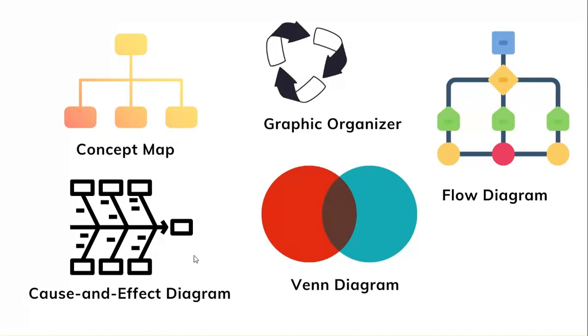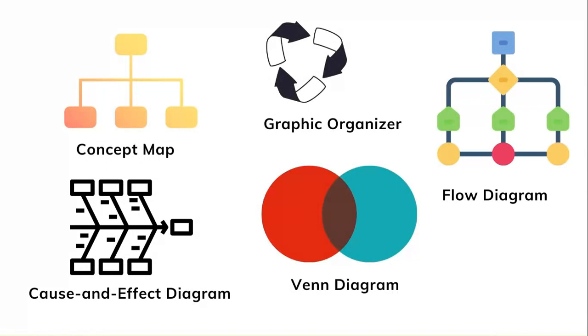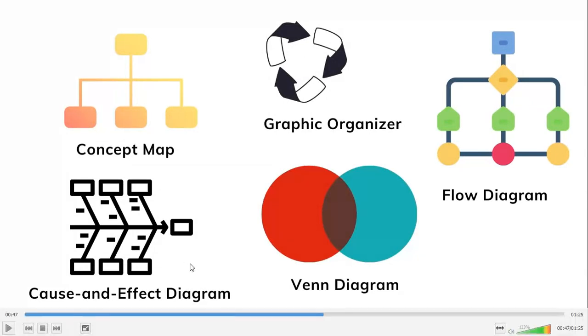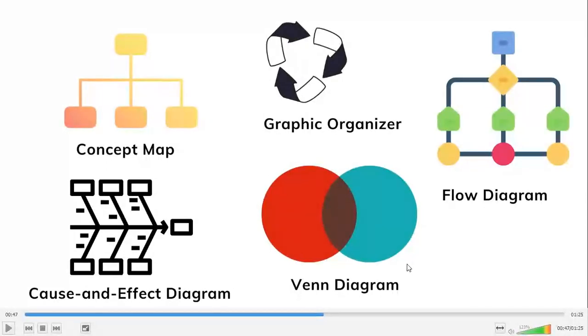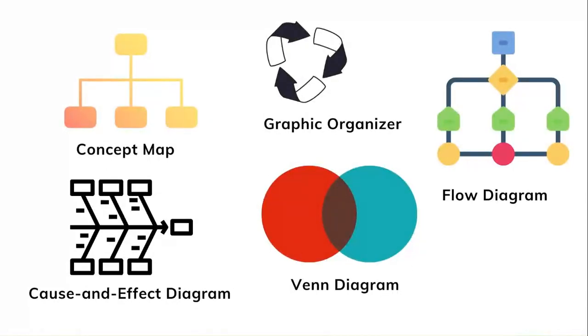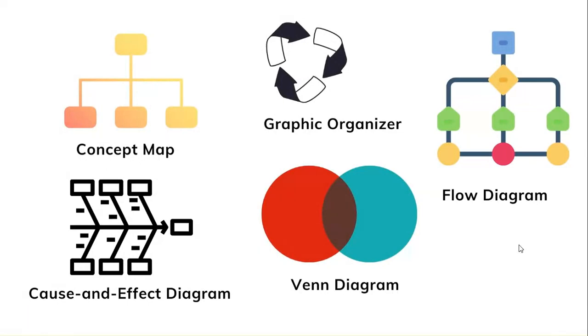The fourth one is cause and effect diagram. This examines why something happened or might happen by organizing potential causes into smaller categories. It can also be useful for showing relationships between contributing factors. This is also known as fishbone diagram or Ishikawa diagram. The fifth common textual aid is Venn diagram. A Venn diagram is a visual representation of the similarities and differences between concepts.